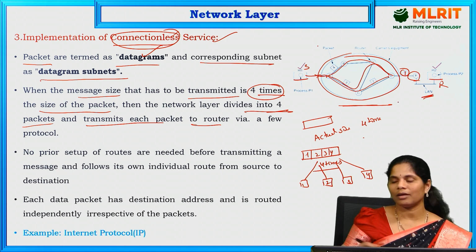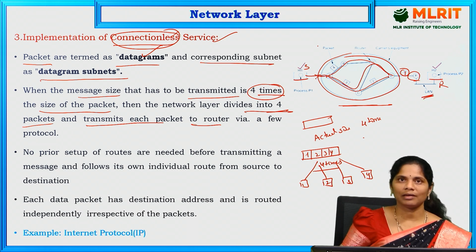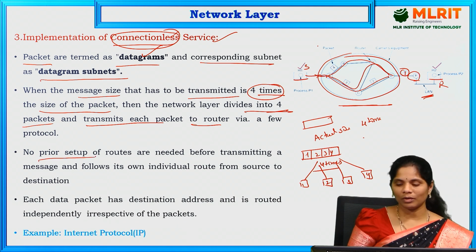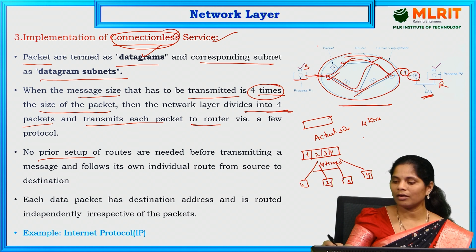This is the LAN connection between sender and receiver for sending the data. So here there is no prior setup of the routers. Whatever A, B, C, D, E, F, these all are called the routers. Whatever 1, 2, 3, 4, these are the packets.